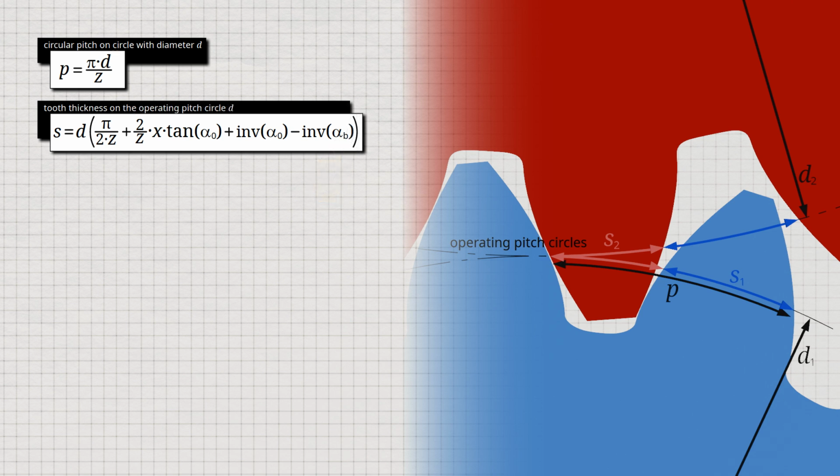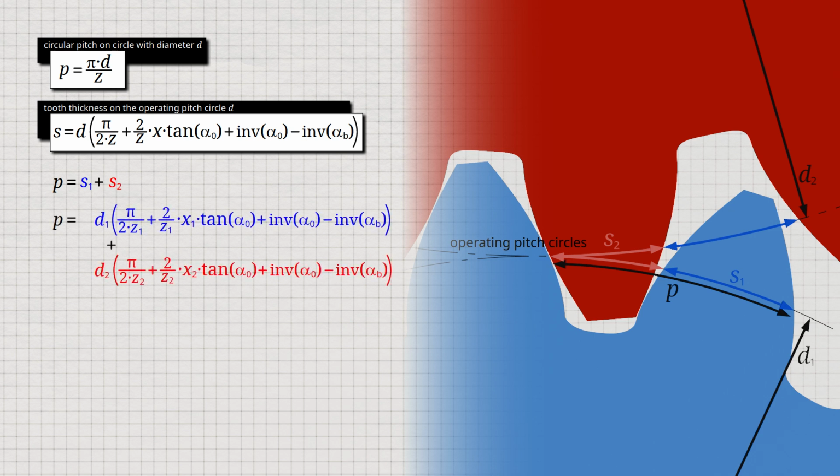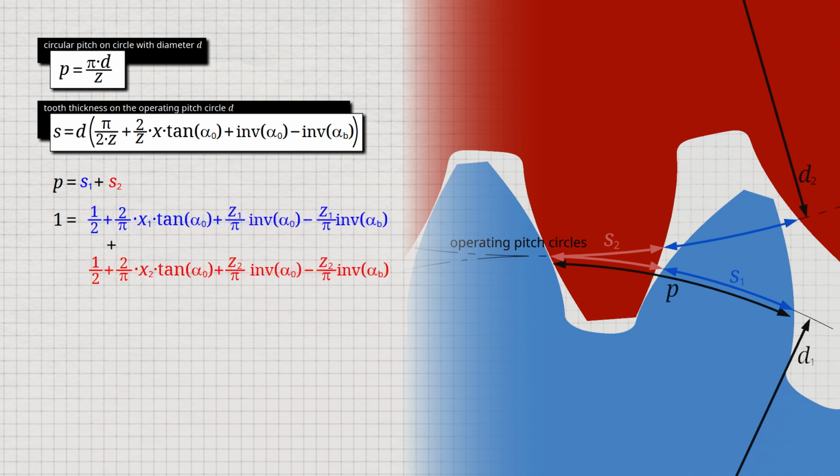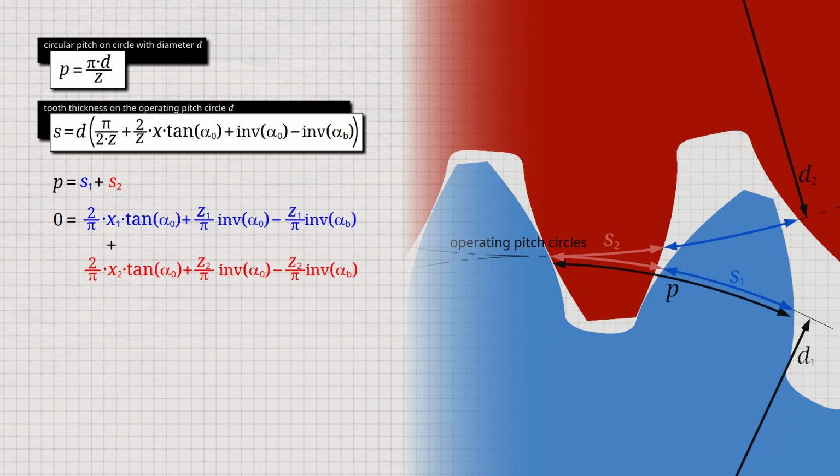We now apply the fact that the sum of the tooth thickness S1 of one gear and the tooth thickness S2 of the opposite gear is equal to the circular pitch on the operating pitch circles. We use the previously derived formula to calculate the tooth thicknesses. The operating pitch circles D1 and D2 can be expressed by the circular pitch P according to the formula above. We can now cancel the circular pitch in the equation we have obtained. We now simplify this equation. We now solve this equation for the operating pressure angle alpha b.